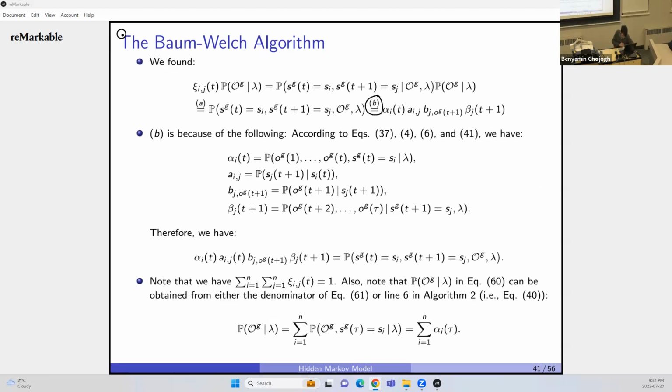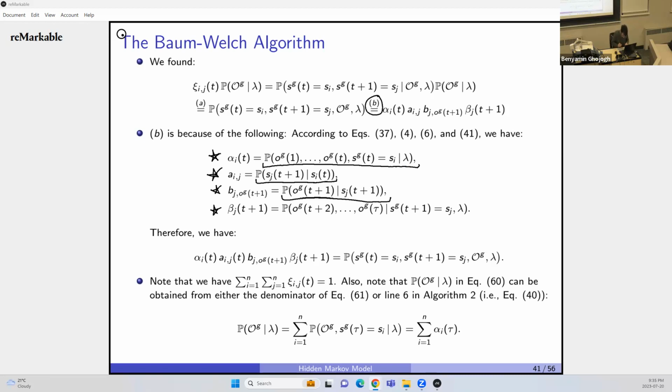Here, I'm proving this. Because what is alpha it? Do you remember? We had these equations. I'm repeating them. Alpha it is the probability of observations until time t and being at Si at time t, given the hidden Markov model. What is Aij? Probability of going from Si to Sj from time t to t+1. Bj(Og t+1) is the probability of emitting Og t+1 from Sj at time t+1.